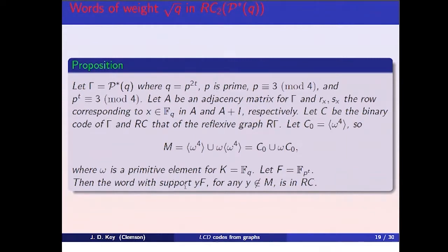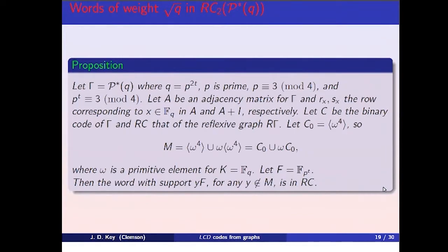So what we found was that words with support YF for any Y that's not in M. Say, for example, omega squared isn't in M, or omega to the cube. But if you've got a multiple of omega to the 4, or a multiple of omega times omega to the 4, then they'll be in M. These are just as useful to work with as the other case. There are some other cases where you actually have the word F, but not for this particular one.